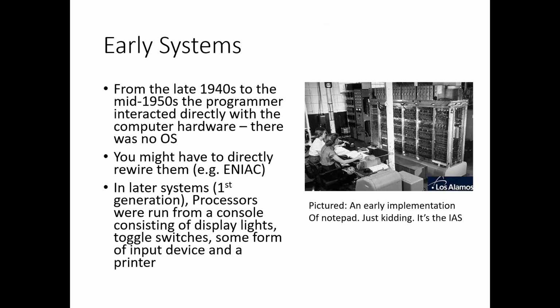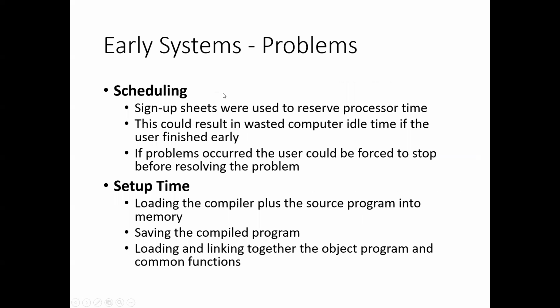Here we see the IAS, and there was a bit more interactivity in that one, but still not much compared with our modern systems. And when you take a look at the Altair, the processors were run from a console consisting of display lights, toggle switches, and some form of input device, and perhaps a printer as an output device. So early systems had problems.